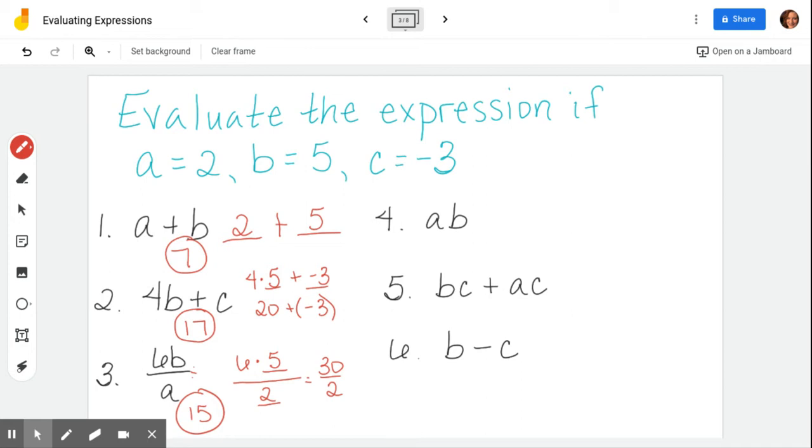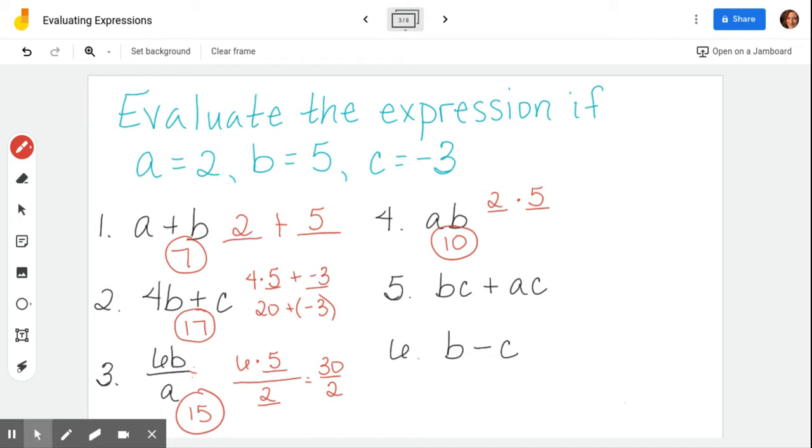Number 4, AB. Again, when they're right beside each other, it means to multiply. Please don't just put 25. It's not just a 25. It means something times something. That first something is a 2, and the second something is a 5. 2 times 5 gives us an answer of 10.